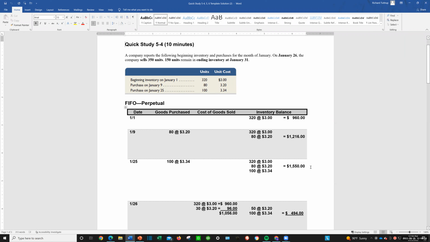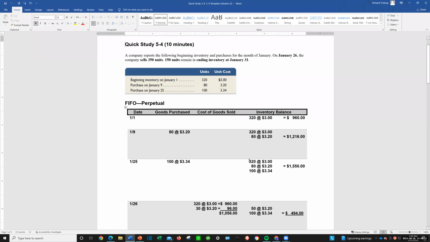And trust me, if you extend all that out, your ending inventory balance will be 1,550. Now, this is the interesting part. On January 26th, we sell 350 units. Okay, so on the 26th, we're going to have to use our layers. Well, this is FIFO, first in, first out. So we're going to take the oldest one, the original layer, and go 320 at 3 and put it to cost of goods sold, right?